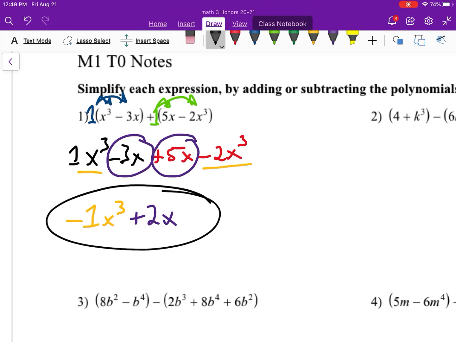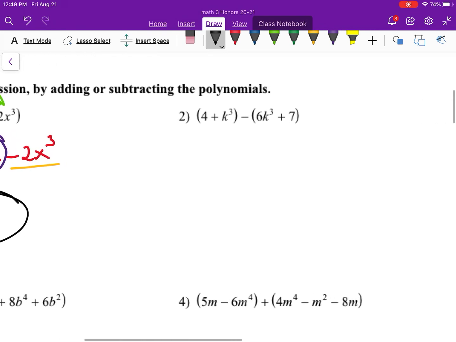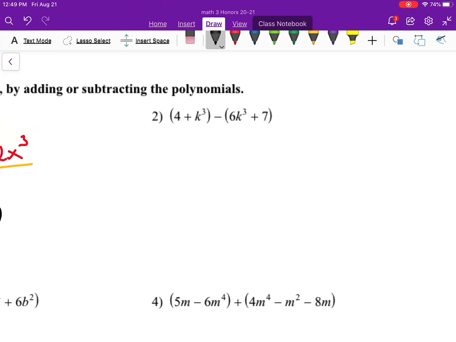And now we're going to go ahead and move to number 2. And this is why I do the whole distributing 1 on the outside. I want students to always remember to distribute this negative 1. Because what happens is when some students distribute this negative 1, they do this. Please do not do that. You have to distribute the negative 1 to both terms.